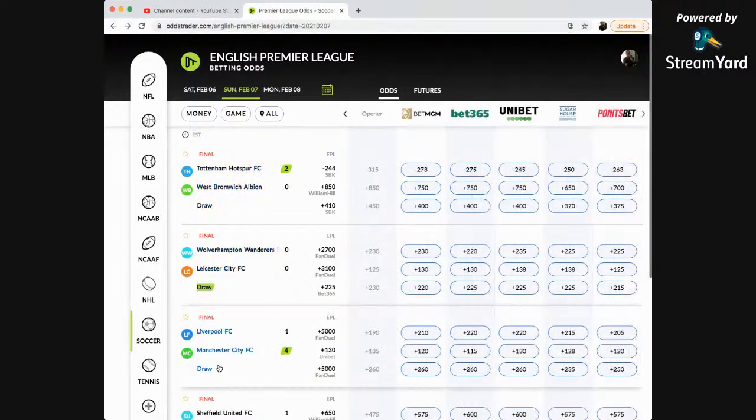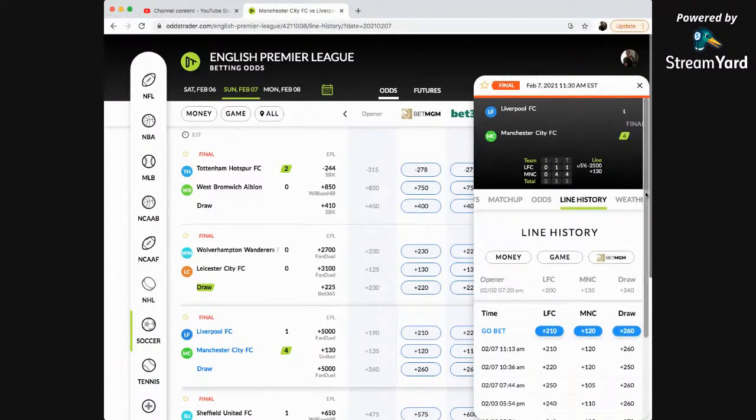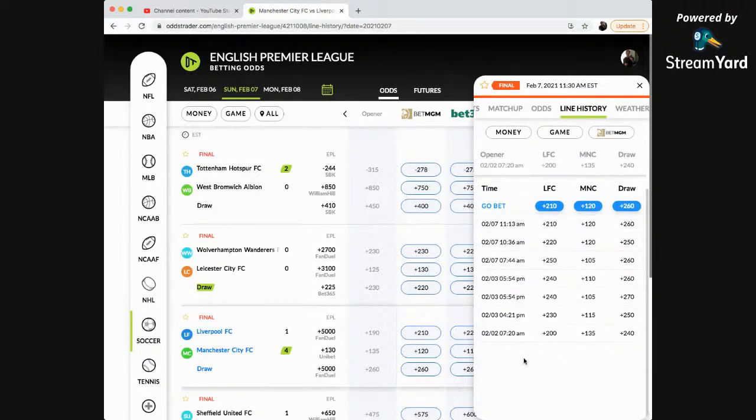All right, let's look at Liverpool, Manchester. This was a game that I looked at. I already know how this one's going to turn out. All right, so Liverpool plus 200 to plus 210. So that's a line that we can eliminate. Manchester moves from plus 135 down to plus 120. So they're getting money, specifically sharp money here. So this will be a line to focus on. And let's see if we can eliminate the draw line. The draw line goes from 240 up to 260. So we can eliminate the draw line based on line movement. So the play would be the away team, and that was a win at plus 120.